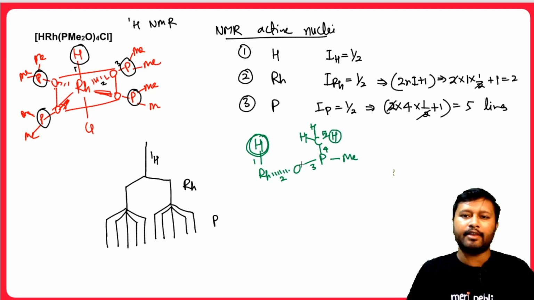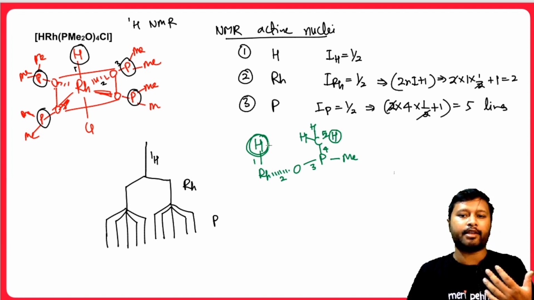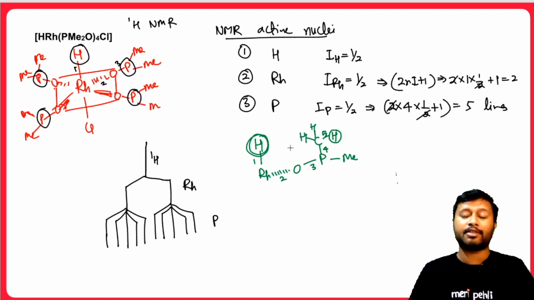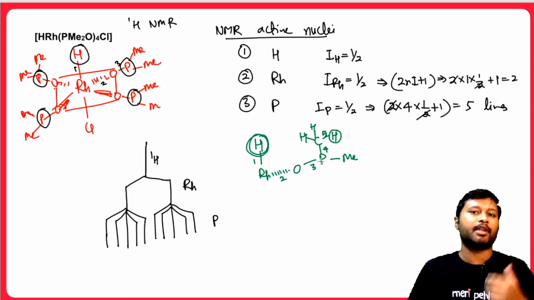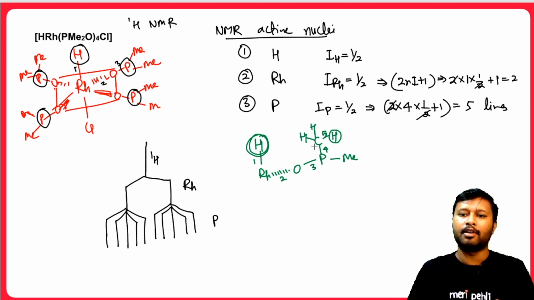So they are 5 bonds away, and I told you that coupling generally does not take place beyond 3 bonds. So beyond 3 bonds you are not going to experience any splitting. That's why these hydrogens are incapable of causing splitting to this one. Although they are NMR active, if they had been closer, they would have caused splitting to this hydrogen. But since they are so far, they cannot do that. So this hydrogen is not capable of causing splitting.